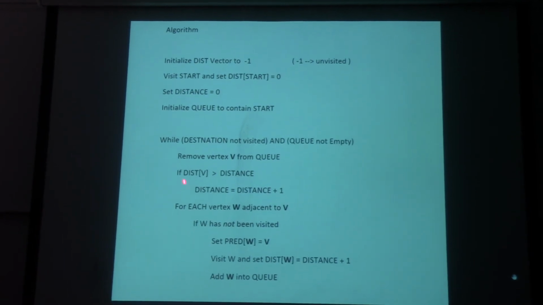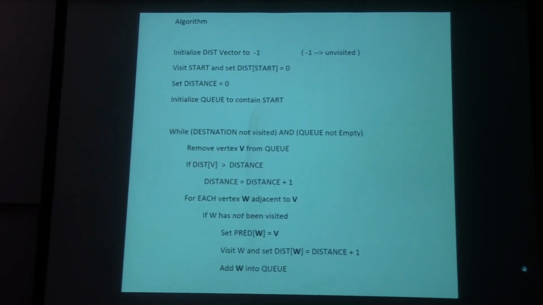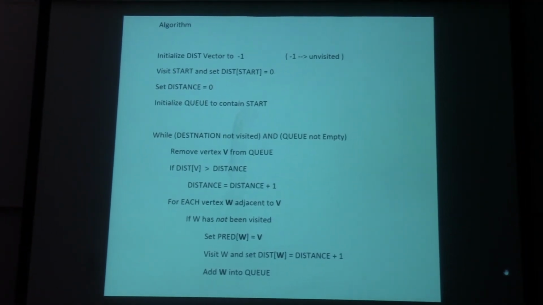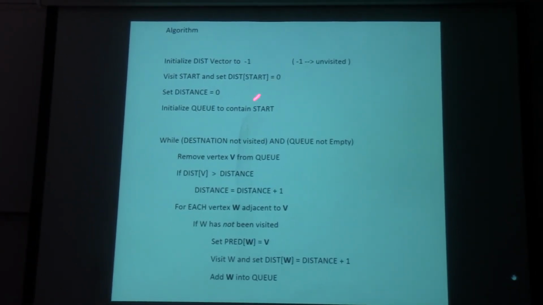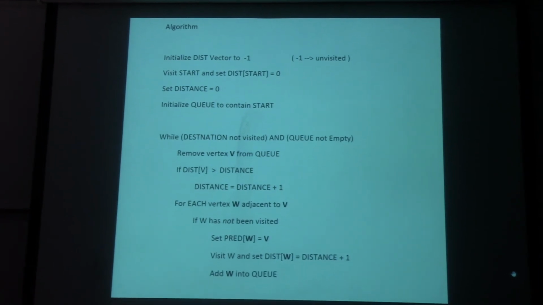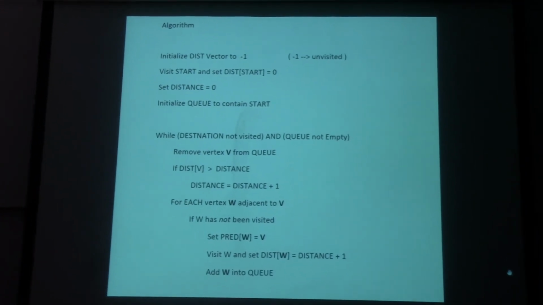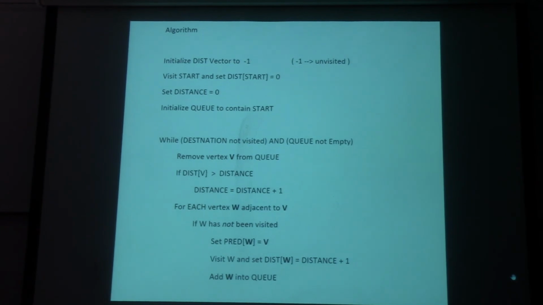And then if the distance of V, what's that? 0, is greater than distance, so that's false, so we don't do this. And you'll see why in a minute. We will do it later. Now, what I'm going to do is loop. And this loop basically will be an iteration over the neighbors of V. Remember, V is representing D.